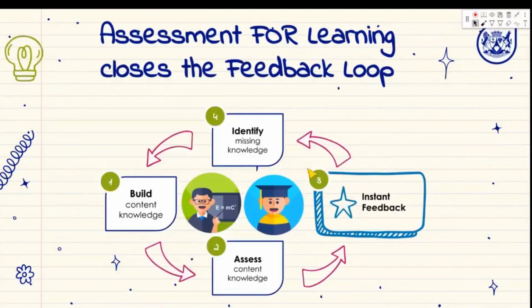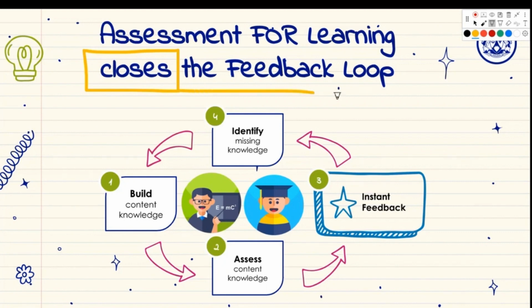So the critical thing is what we want to do is assessment for learning. As you can see, it closes the feedback loop. Critical thing, it actually closes it. And how does this assessment for learning idea try to close? It tries to give us instant feedback.